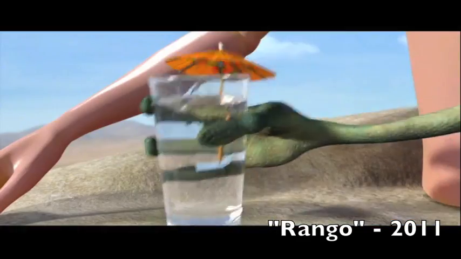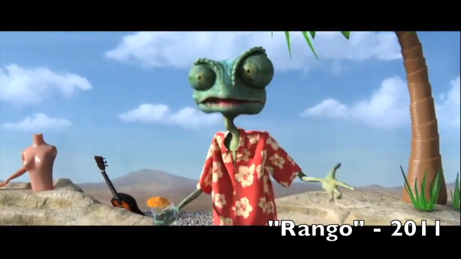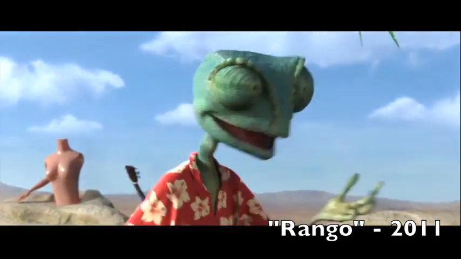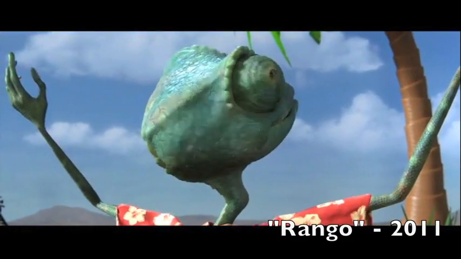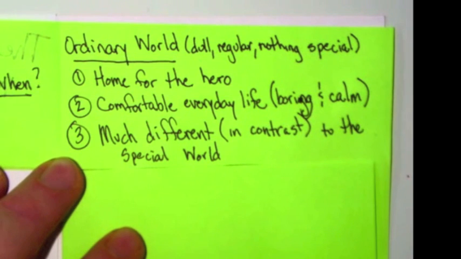So, to review, exposition or ordinary world, who are the characters, where and when is the setting, what is or are the conflicts. For the ordinary world, let's remember, this is basically the home for the hero. There's not really anything special happening right now. The hero is usually comfortable in their everyday life.